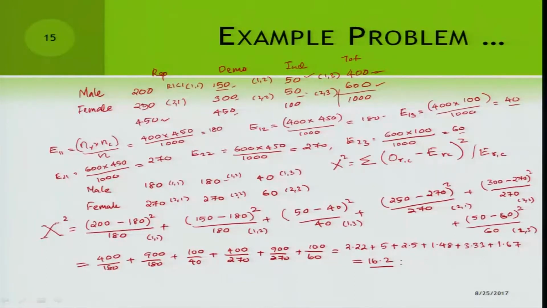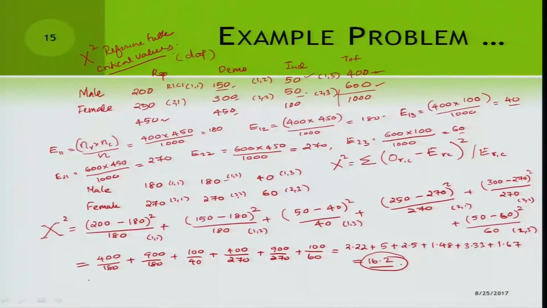This is the chi-square value that we get. So 16.2 is the chi-square value of the given sample. Now, how do we make a decision based on this value? There is a table available in statistics books called the chi-square reference table, which contains the critical values. You check those critical values using degrees of freedom.